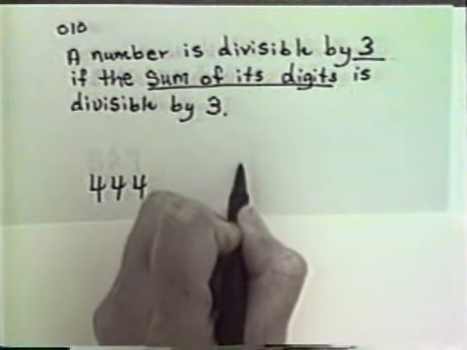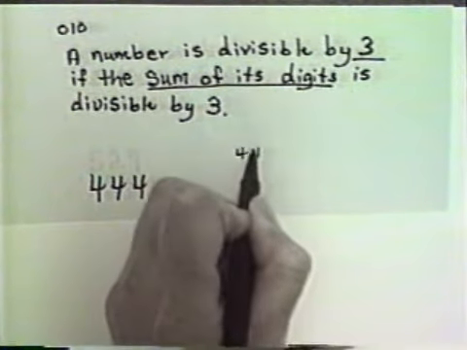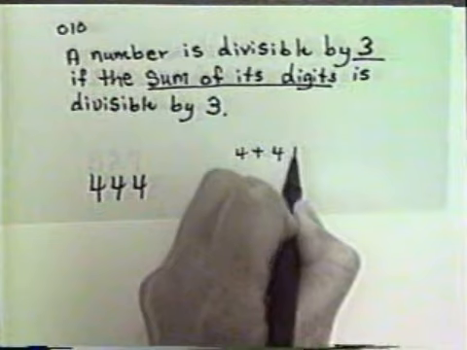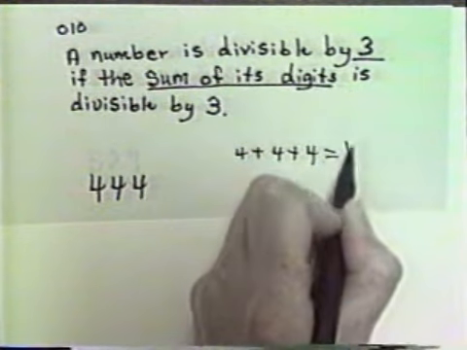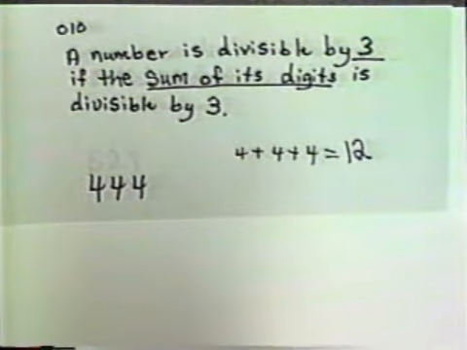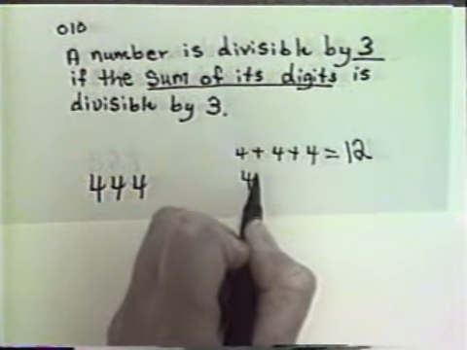So let's take the digits. 4 plus 4 plus 4. If I add those digits up, I get a 12. And 12 is a number that's divisible by 3. So since 12 is divisible by 3, 444 is supposed to be divisible by 3 also. So let's check and make sure it is.